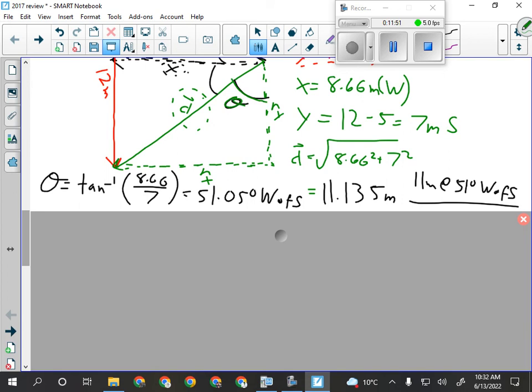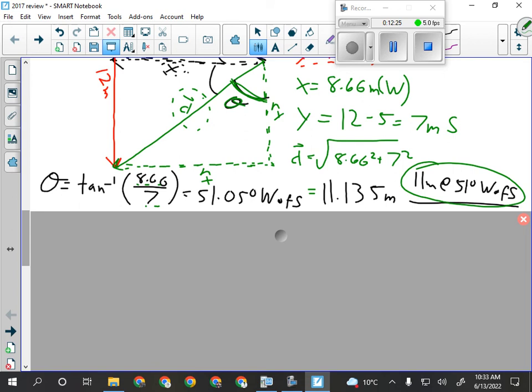Or it could be this one. It depends which way you drew the triangle. For me, it's going to be this one. And I'm going to go opposite side, which was the 8.66, divided by the adjacent side, which is 7. And when I do that, I get 51.05 degrees west of south. Now I combine that, I only have two significant digits, so I have 11 meters at 51 degrees west of south, but I could also accept 39 degrees south of west as another answer for that. All right, ringing a bell?